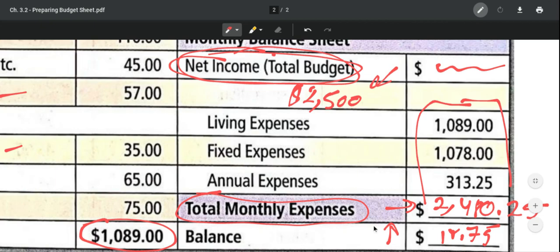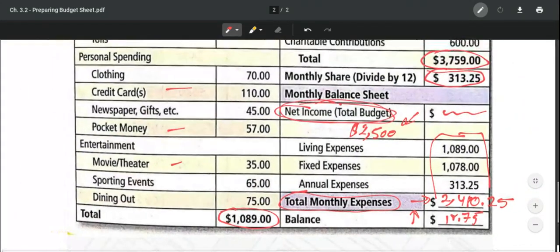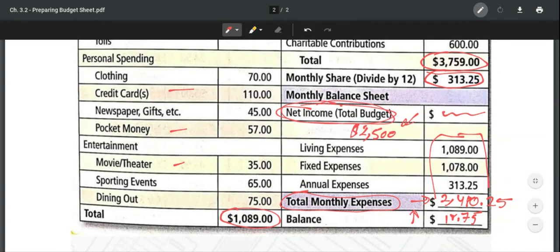So when you're on your homework, this is kind of what you're going to do. You're going to be adding all these different numbers up and filling in these blanks. But we'll do some examples and go over this in class. That'll be it for this video.